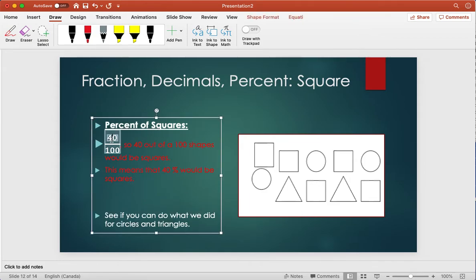Percents. Again, changing this because I didn't count right, and I know someone's going to call me out on it.